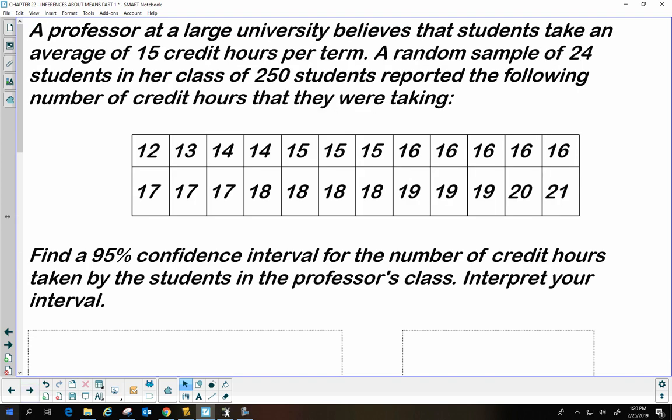So let's do an example. If you don't have a calculator at home, I've made some calculations for you. If you do have a calculator, that's great. Play along. Take a second, read this, and then we'll talk about it.